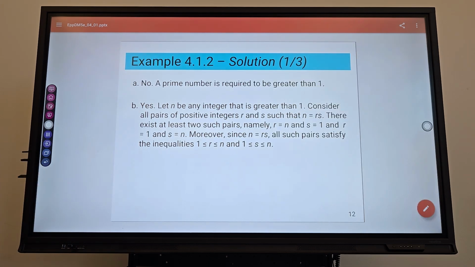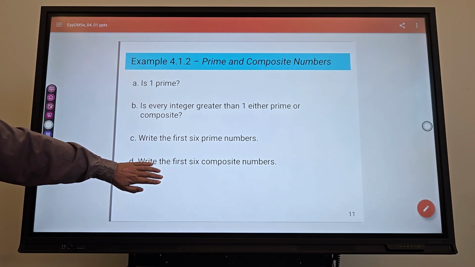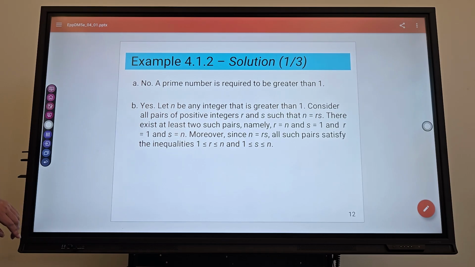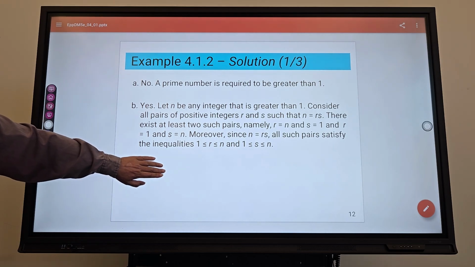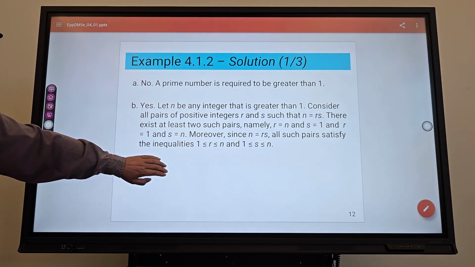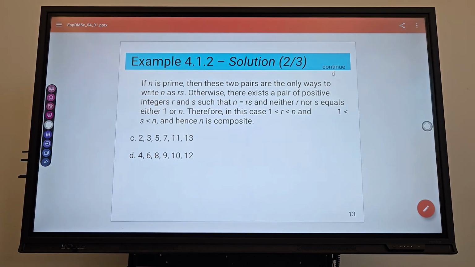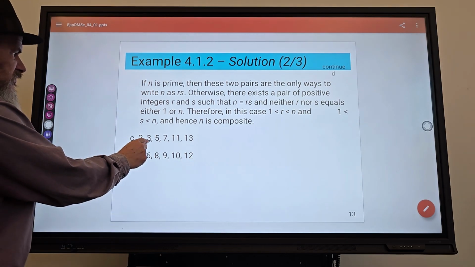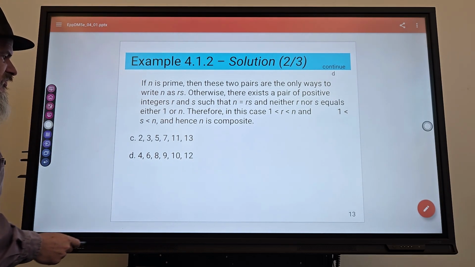No, a prime number is required to be greater than 1. Yes. Yeah, it goes through the explanation of composite and prime. The first six primes are 2, 3, 5, 7, 11, 13. The first six composites are 4, 6, 8, 9, 10, 12.